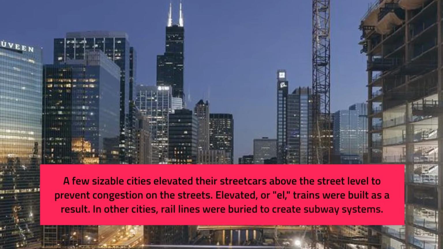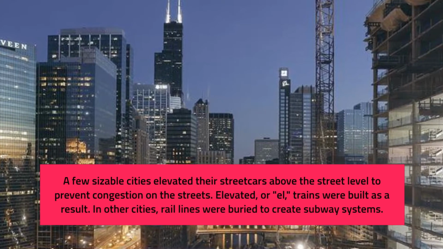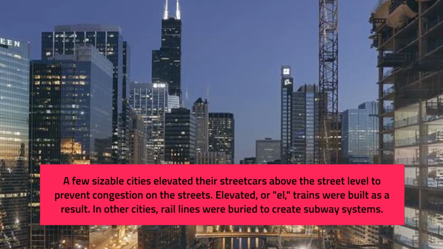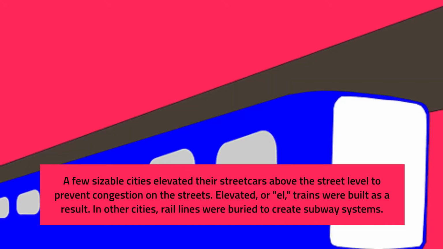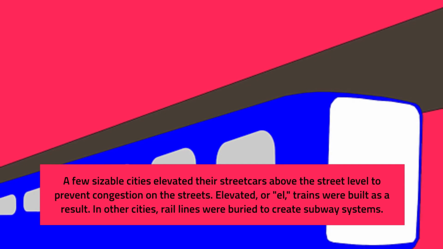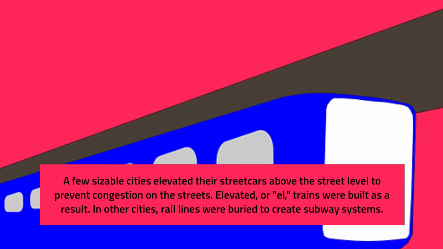A few sizable cities elevated their streetcars above the street level to prevent congestion on the streets. Elevated, or L, trains were built as a result. In other cities, rail lines were buried to create subway systems.